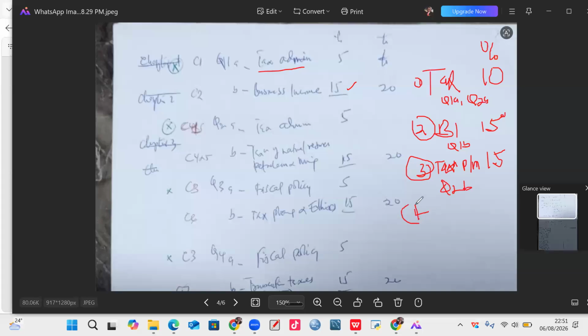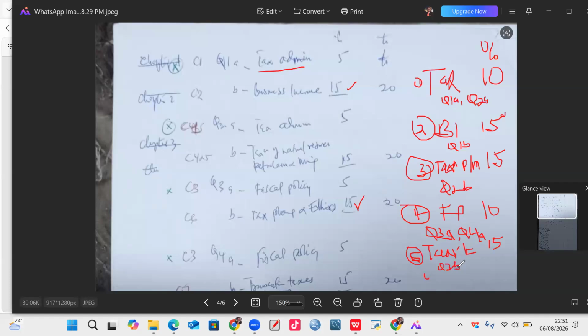Number 4. If they say that it is on fiscal policy, FP, know that it is 10 marks. You are going to see the question on fiscal policy at question 3A and question 4A. Just know that. Number 5. If you see a question on tax planning and ethics, know that it is 15 marks. Where will you see it? You see it in question 3B.